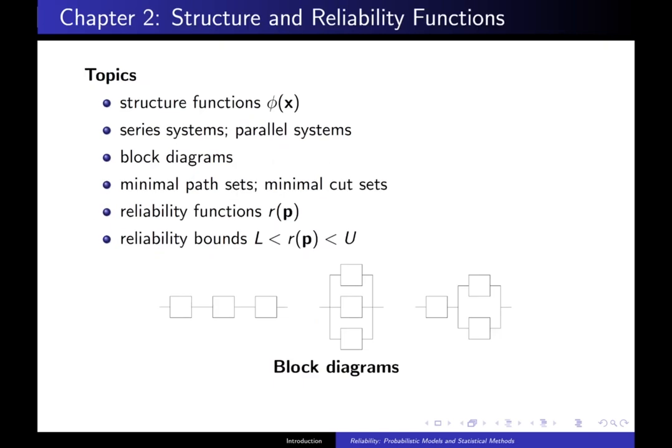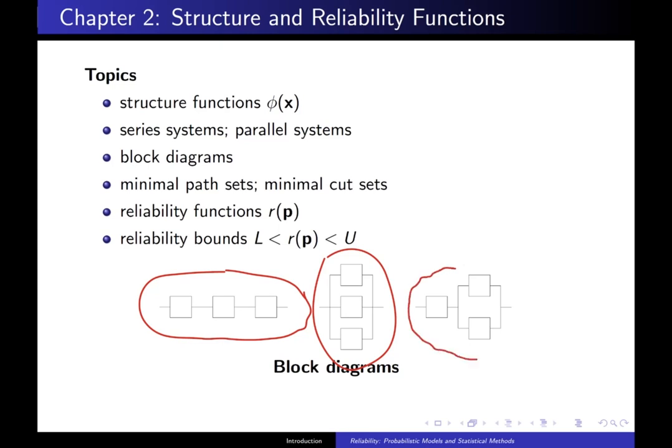Starting in chapter 2, we hit structure functions, and structure functions tell you the way that the components are related to one another to form a system. 2 popular types of systems are series systems and parallel systems. Down here at the bottom is something called a reliability block diagram, and this particular reliability block diagram is that of a 3-component series system. This next system right here is a 3-component parallel system.